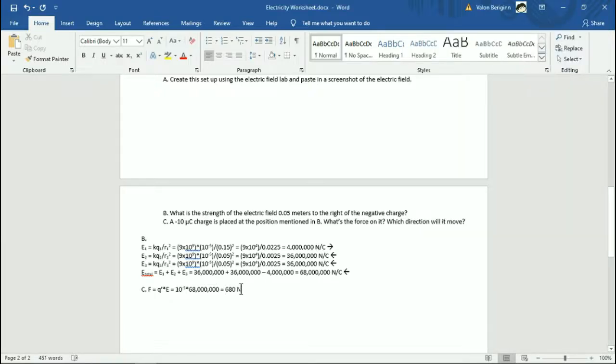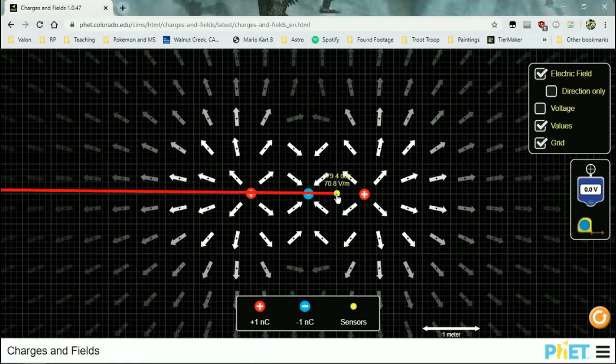And what's the direction? Well, the field is to the left, and how negative charges work is they do the opposite of the field. So if the field is pointing to the left, that means the force on the negative charge is to the right. And again, if you think about it, that makes sense, because if you put a negative charge here, what's it going to do? It's going to want to go towards the positive charge that's closest to it, which is to the right. So, yeah.